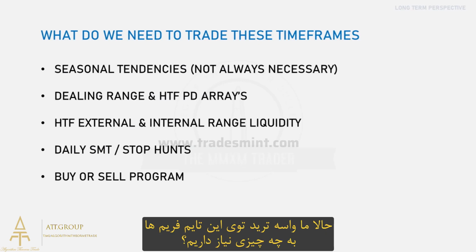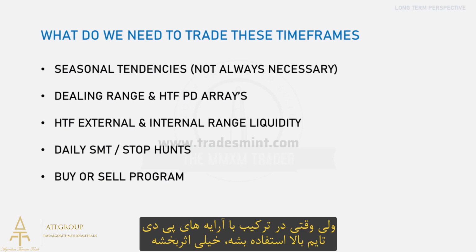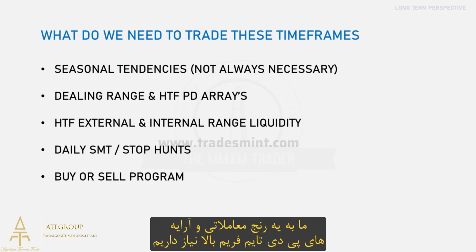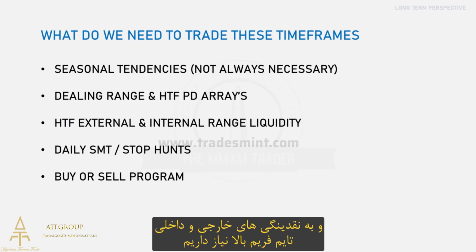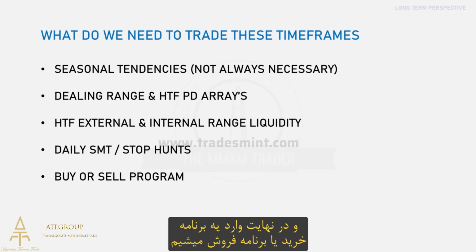So what do we need to trade with these time frames, right? We have seasonal tendencies, which is not always necessary but highly effective when used in combination with higher time frame PD arrays. We need a dealing range and those higher time frame PD arrays. We need higher time frame external and internal range liquidity. We can couple it up with daily SMT and stop hunts, and eventually we'll go into a buy or a sell program.